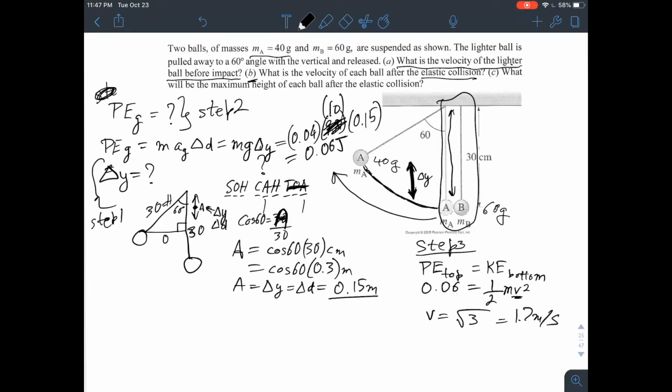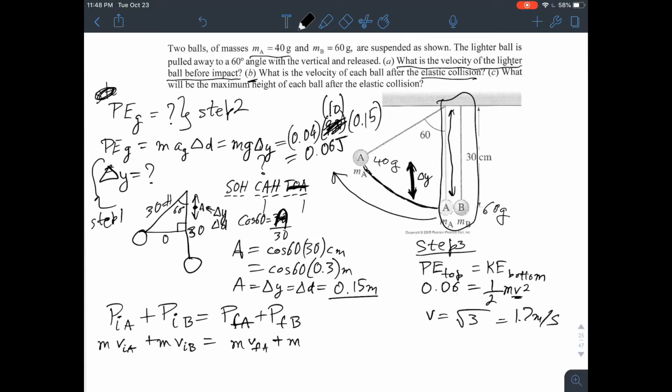Again, you just throw what you know on paper, right? So what do you know about linear momentum? We know linear momentum before and after should be the same. So linear momentum initial of ball A plus linear momentum initial of ball B should be equal to final of A plus linear momentum final of B. I'm guessing they don't move together. So this is mass times velocity initial of A plus mass times velocity initial of B, equals mass times velocity final of A plus mass times velocity final of B, right?